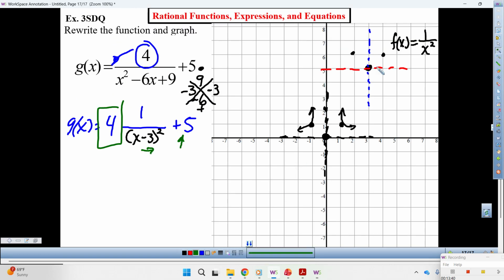So instead of being 1 step away from the asymptote, how many steps? 4. So we got 1, 2, 3, 4. And the other one, 1, 2, 3, 4, up there. Are we doing good? Where are we at? 5 4s. Is that correct?